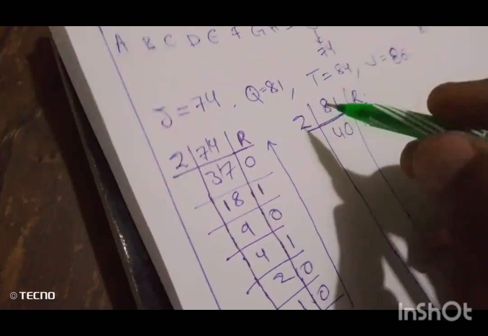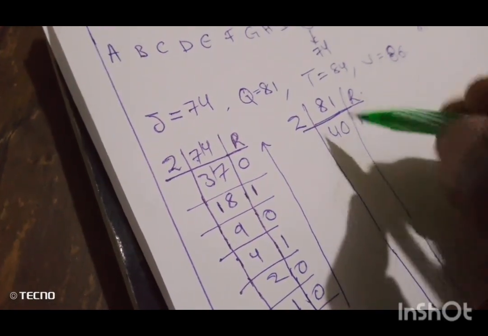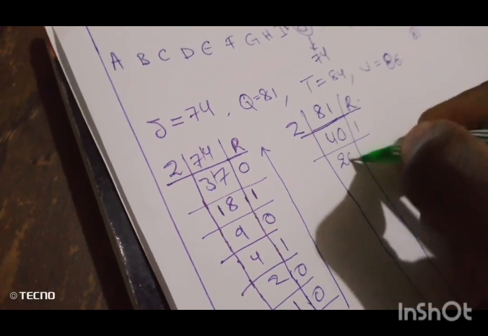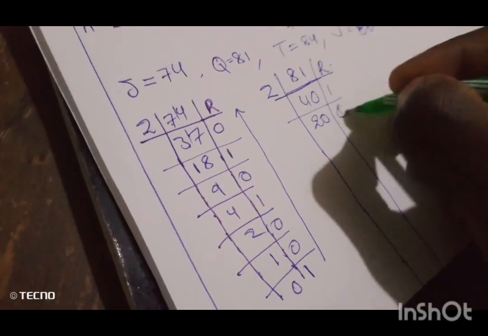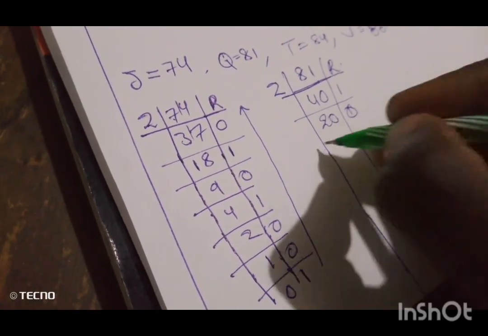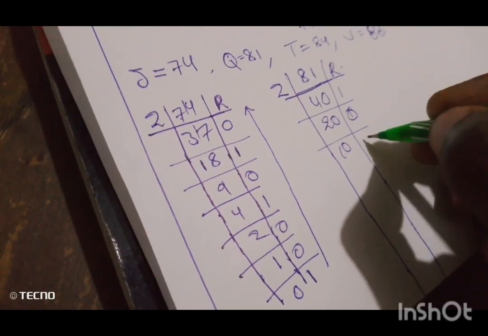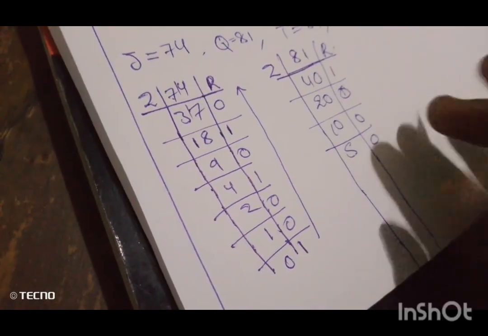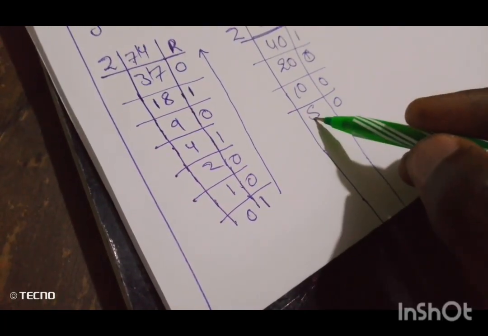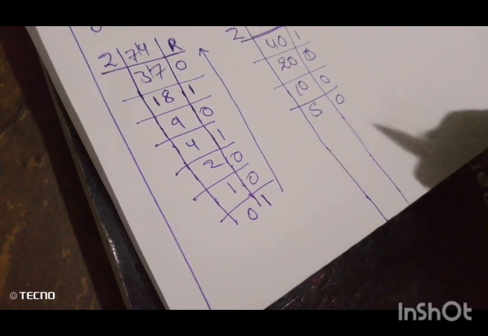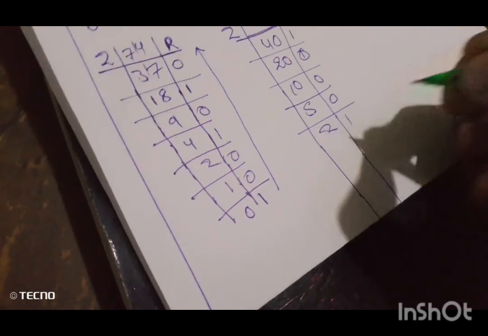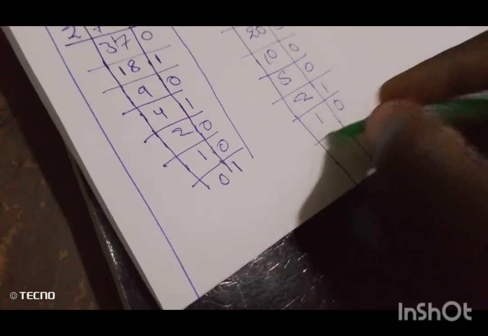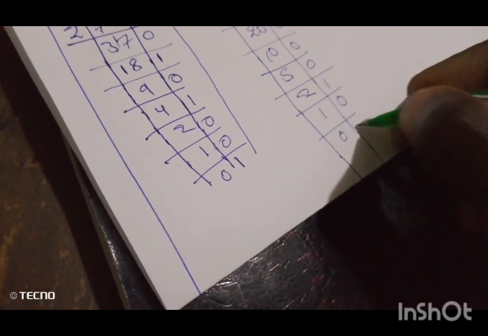We have that. So 2 into 40, or 2 into 4 in this case, that goes 2 times, so 20, remainder 0. 2 into 20 is 10, remainder 0. 2 into 10 is 5, remainder 0. 2 into 5 goes about 2 times, remainder 1. 2 into 2 goes 1 time, remainder 0. And then 2 into 1 goes 0 times, remainder 1.